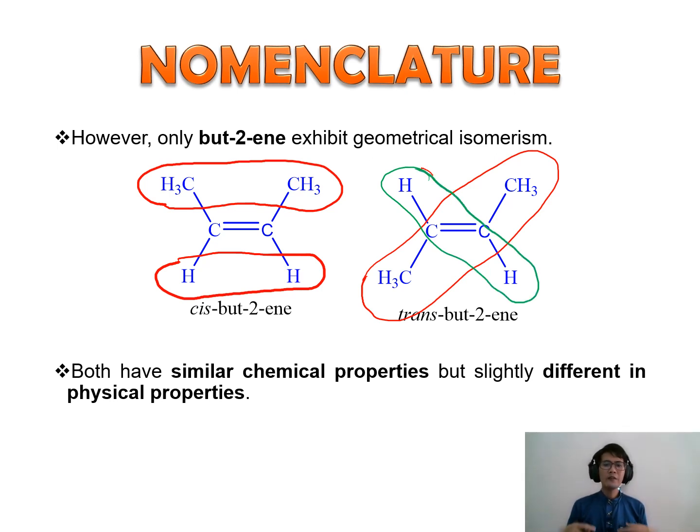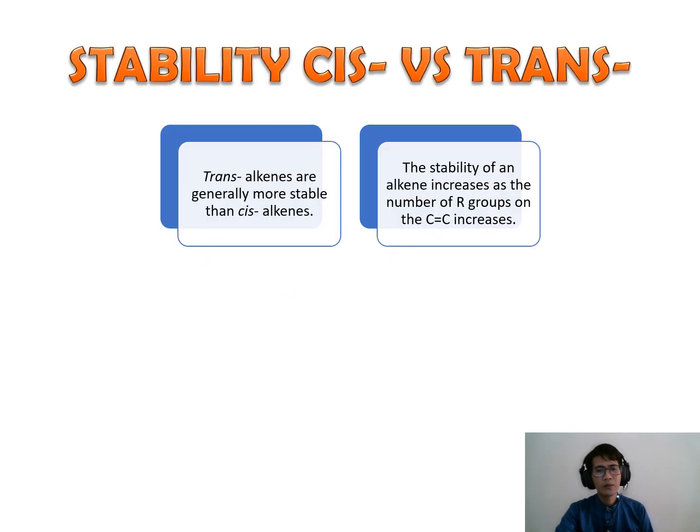So what is the effect of this arrangement? Apa kesan dia kalau dia duduk bertentangan atau duduk bersebelahan? Dia ada beberapa kesan. Okay, kita cakap kat situ, both have similar chemical properties but slightly different in the physical properties. Okay, contohnya macam stability dia berbeza. Dia punya boiling point dia pun berbeza. So, boiling point tu nanti kita belajar in the physical properties punya topic, which is lecture 6. Okay, so now I will go for the stability lah dulu. Okay, kita pergi pada stability dulu.